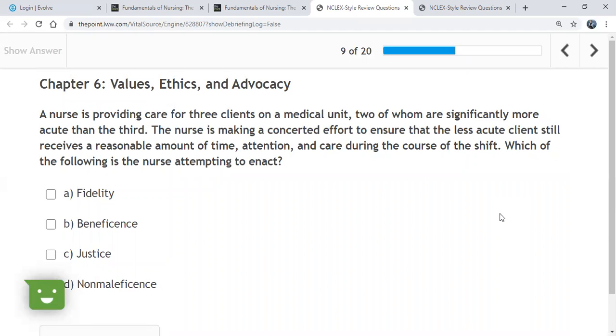A nurse is providing care for 3 clients on a medical unit. 2 are significantly more acute than the third. The nurse is making a concerted effort to ensure that the less acute client still receives a reasonable amount of time, attention, and care during the course of the shift. Which of the following is the nurse attempting to enact?